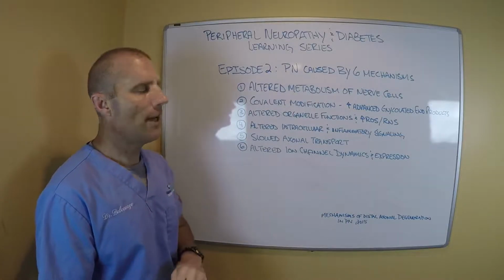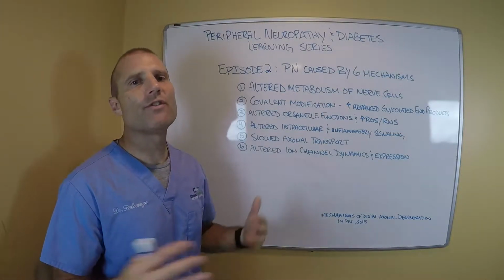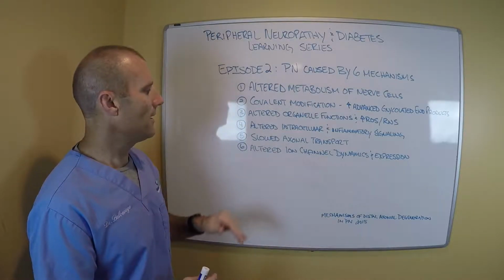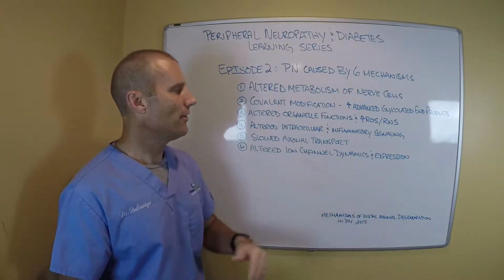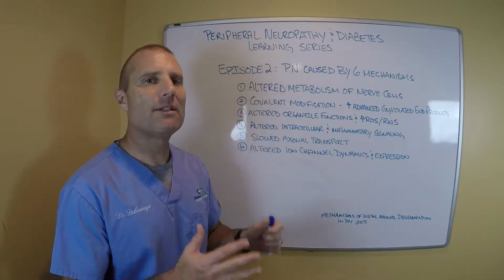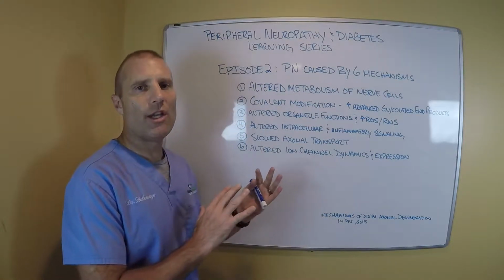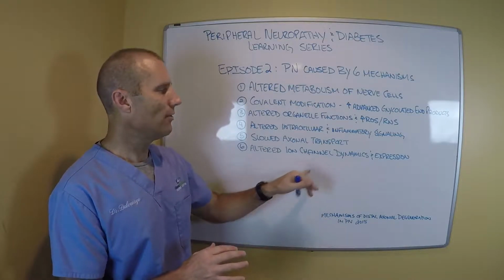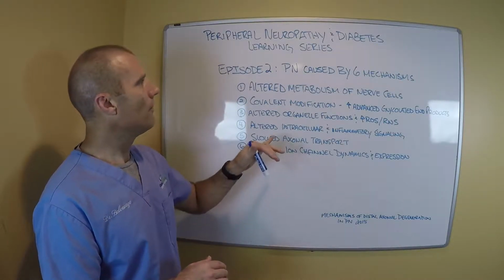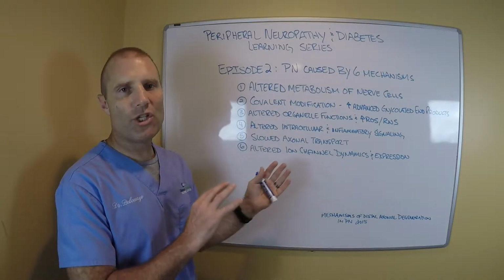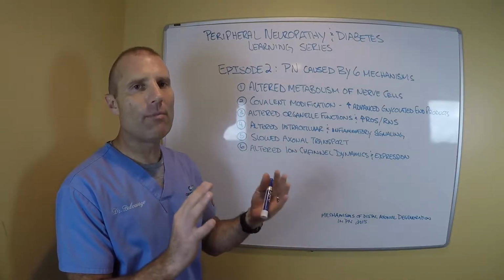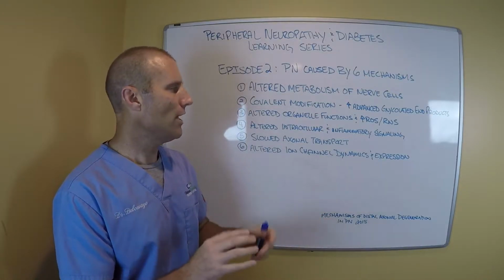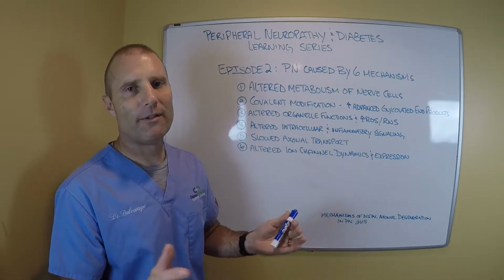Then we see slowed axonal transport, which means the nerve signals just don't move as fast as they should. And then 6, we see altered ion channel dynamics and expression, and that just means that the molecules that have to go in and out of the cells go through channels. When we have this process going on, those channels that carry important molecules for the health of a neuron get disrupted, okay?